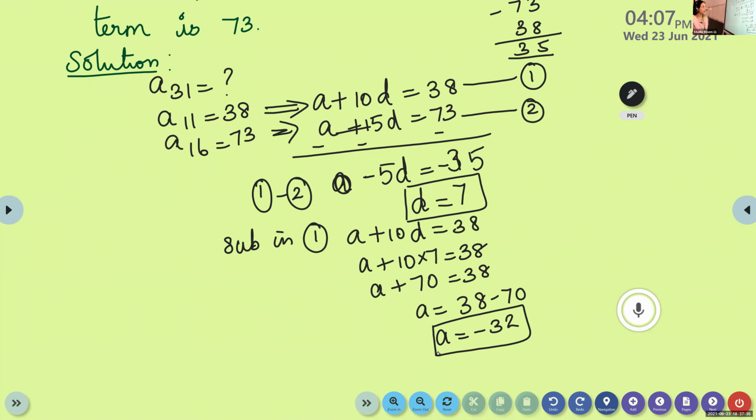Once we get a and d, what is our aim? Our aim is to find A31, the 31st term. A31 is a plus 30d.